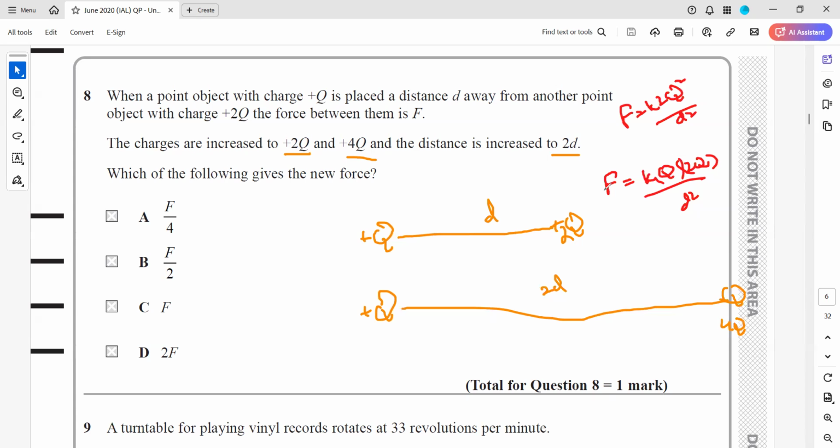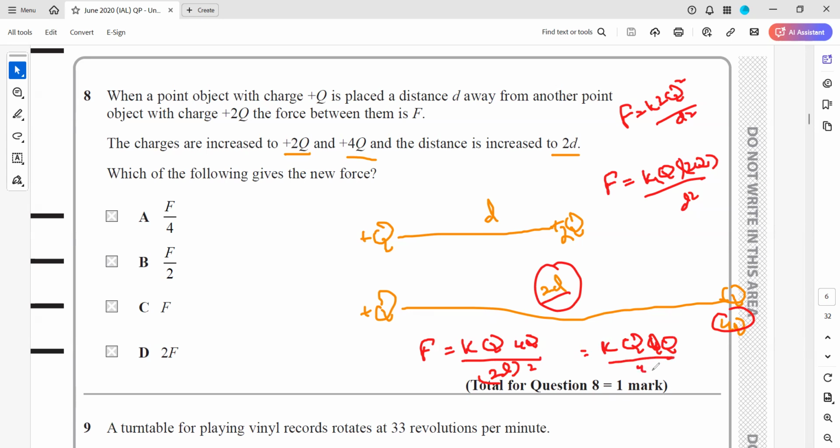Now in the question, the distance is being doubled and the charges are also being doubled. So what happened to the product? F is equal to k, this one remains the same, the other one will become 4q. And what happened to the distance? If the distance is doubled, it is 2d whole squared. So F is equal to k Q times 4q divided by 4d squared.